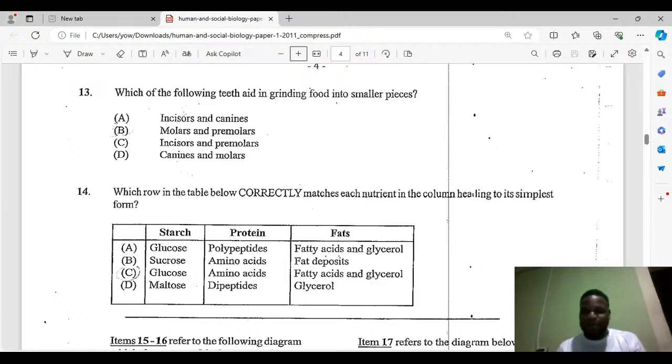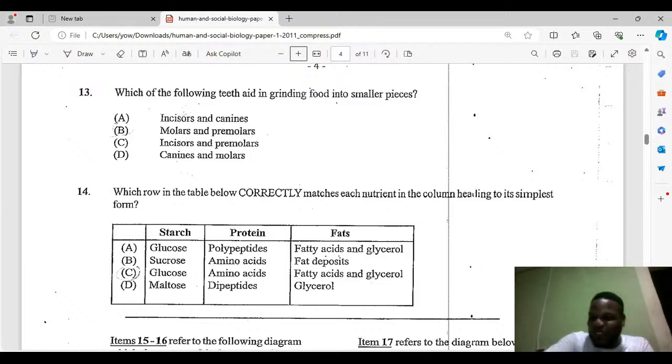No, sir. No, man, that's not the answer. Yeah? 3 fatty acids and 1 glycerol. Yes, man, now we are talking. 3 fatty acids and 1 glycerol.